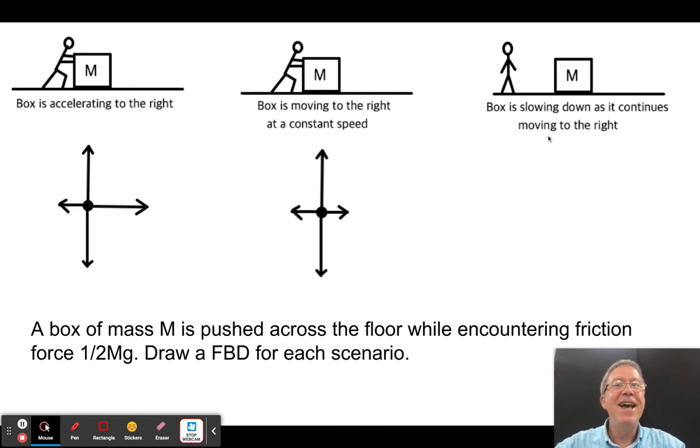All right, and the box is slowing down as it continues to move to the right. The person stopped pushing it, so the applied force is no longer there, but the friction force is still there. So I would see that my normal force and gravitational force are balanced. There's no longer an applied force, and so there's now a frictional force acting against it. Remember, I do not draw any arrows representing motion or velocity, only forces.